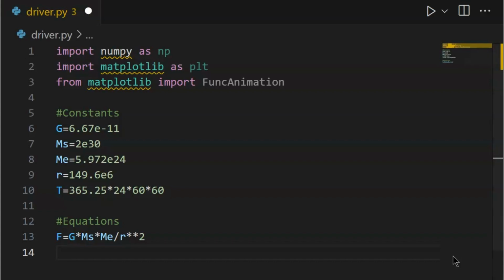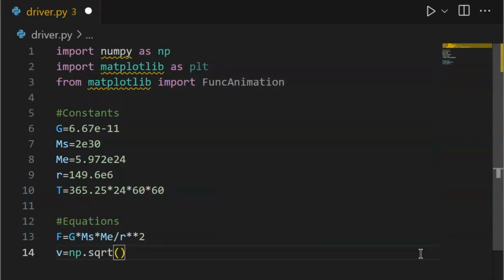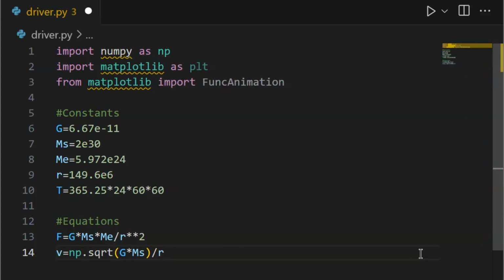Next up we have the orbital velocity. The orbital velocity v is equal to the root of the gravitation constant multiplied by the mass of the Sun, in this case, the whole thing divided by the distance between them. So let's just type that down. v is equal to np.sqrt, which is just square root, of the gravitation constant, which is mentioned above, times the mass of the Sun, the whole thing divided by r, which is the distance between them. The orbital velocity is now done. Let's proceed to the next one.